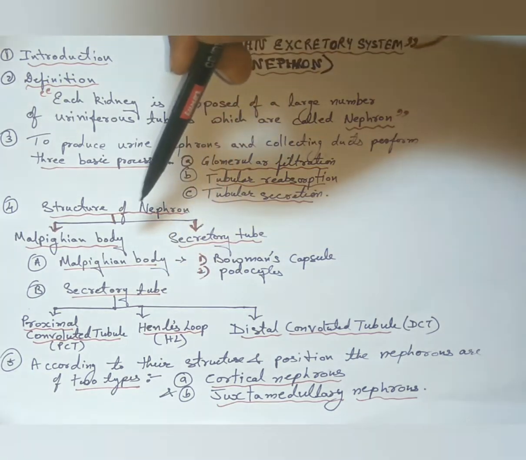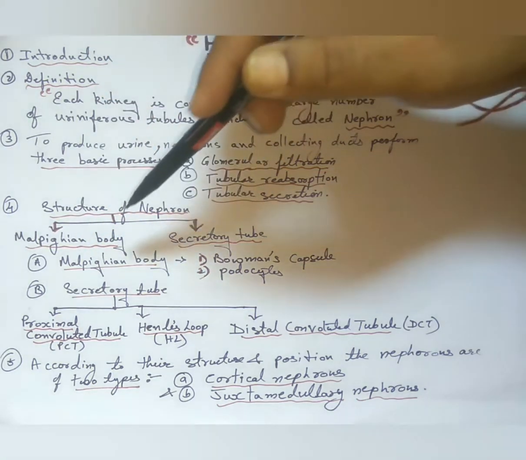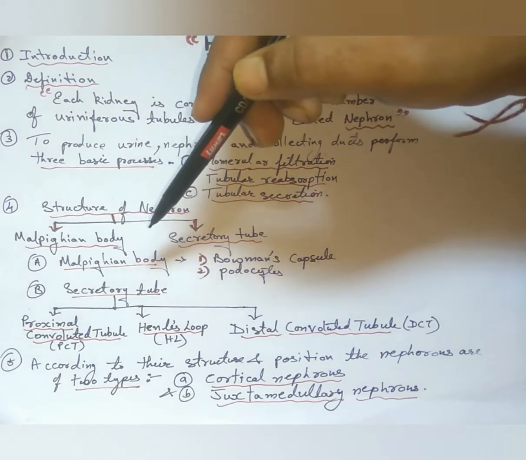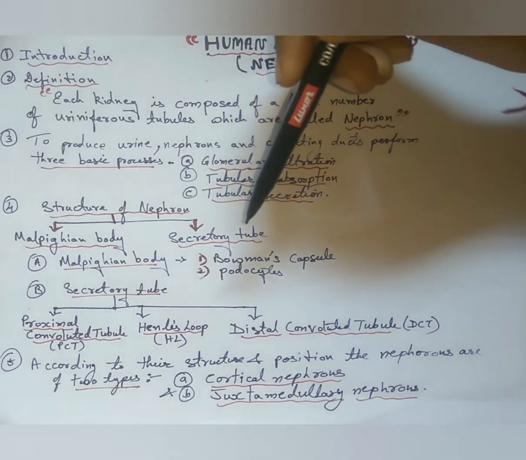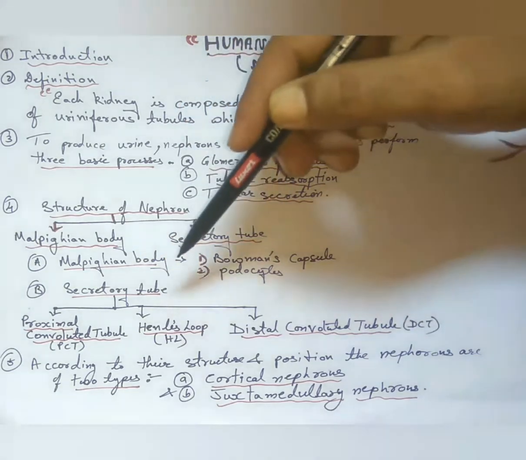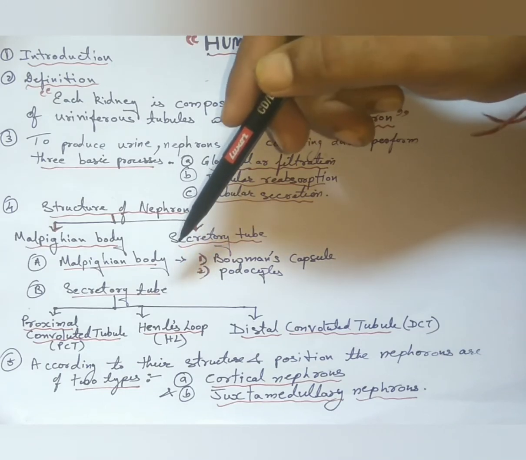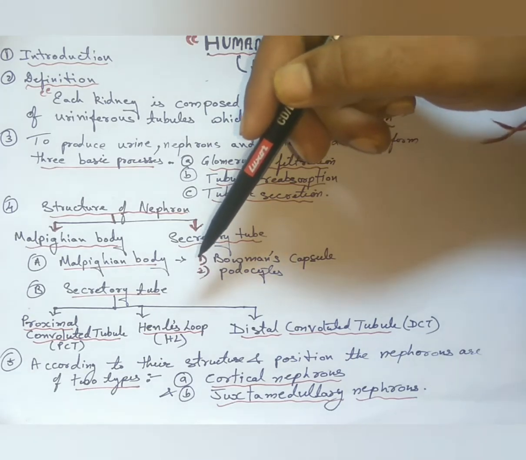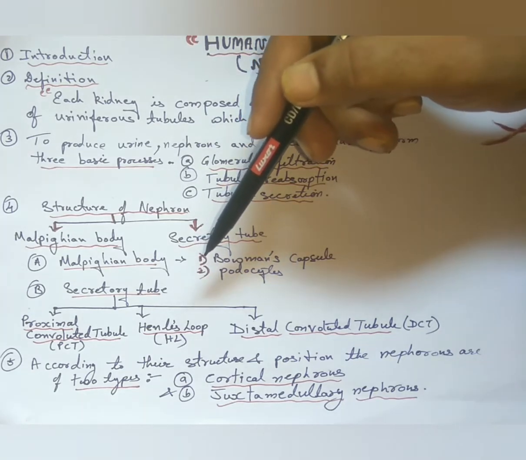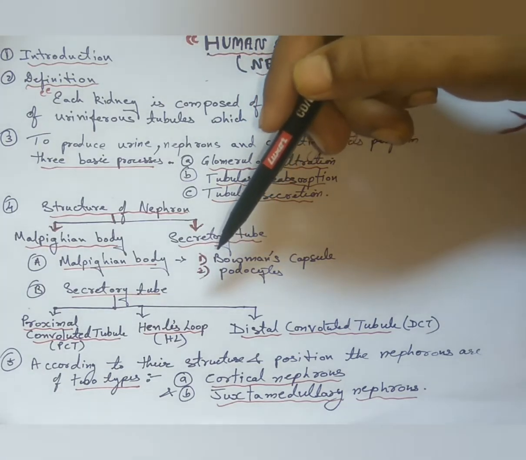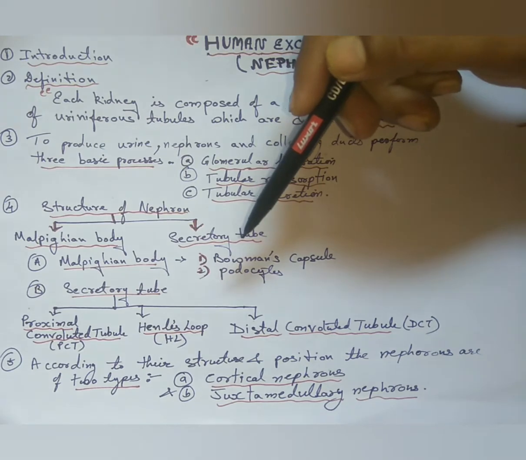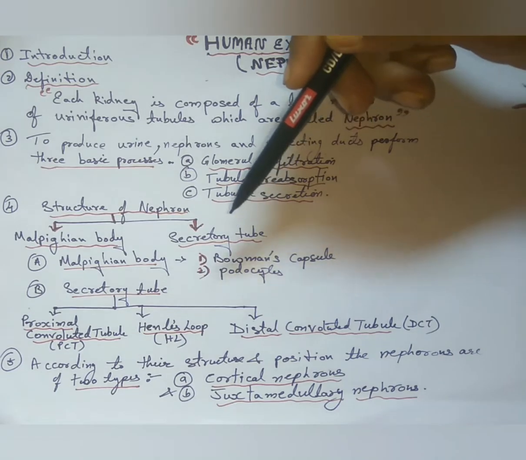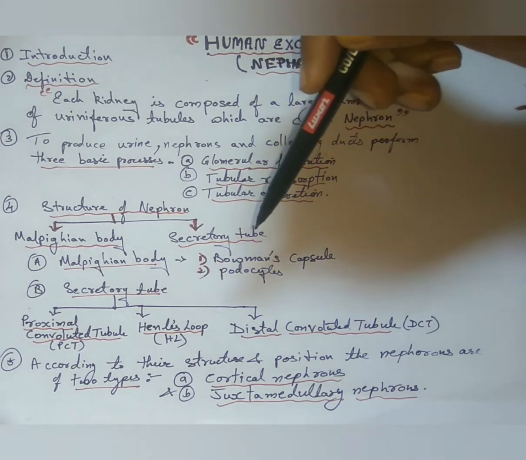Next, we come to the structure of nephrons. Each nephron can be divided into two parts: Malpighian body and secretory tubule. The Malpighian body is composed of Bowman's capsule and glomerulus. The Bowman's capsule is a cup-like structure which is situated at the proximal end of the uriniferous tubule, while the glomerulus is the bunch of blood capillaries situated in the cavity of Bowman's capsule. The outer wall of Bowman's capsule is composed of flattened epithelial cells.